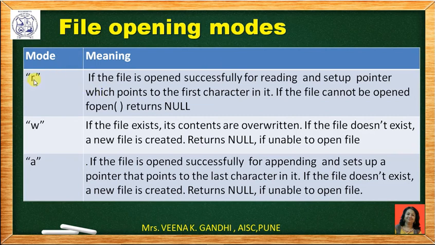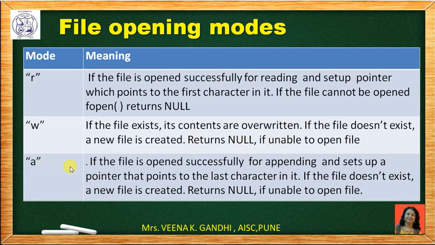The first mode is read mode, or r. If the file is opened successfully for reading, it sets up a pointer which points to the first character in it. If the file cannot be opened, it returns a null value. Our second mode is write mode. We specify w for it. If the file already exists, its contents are overwritten. But if the file does not exist, a new file is created. It returns a null value if the file can't be opened.